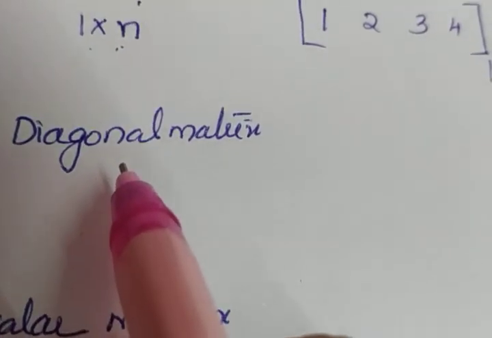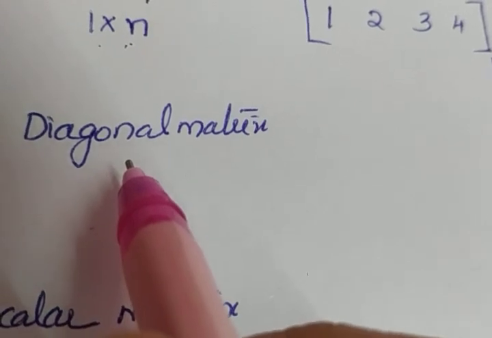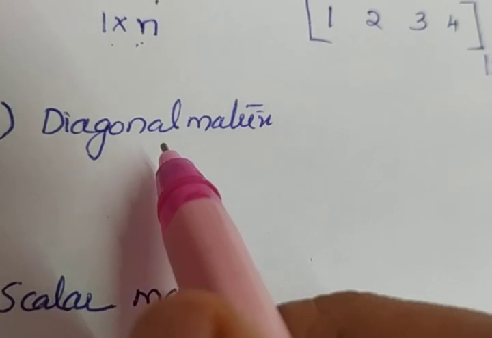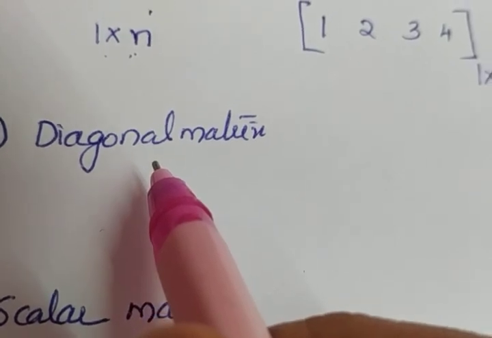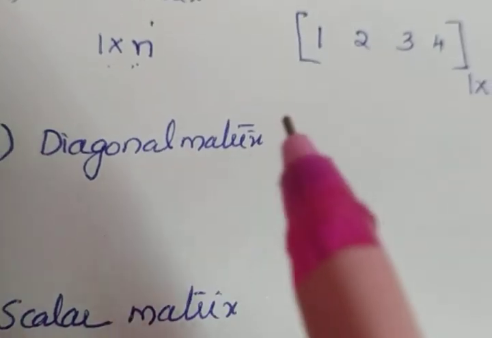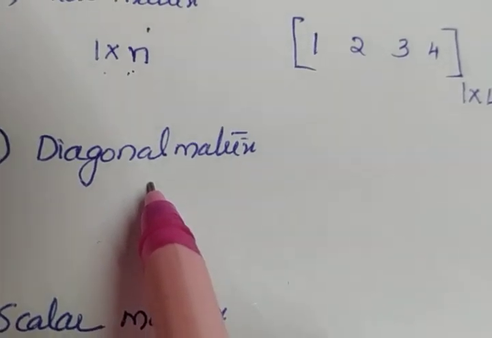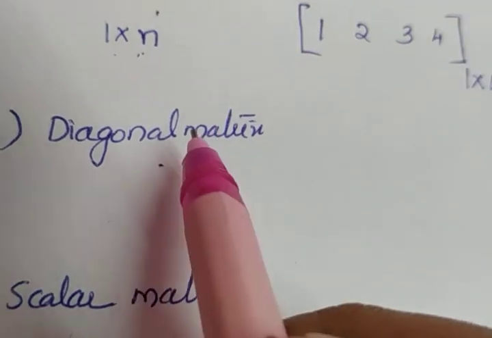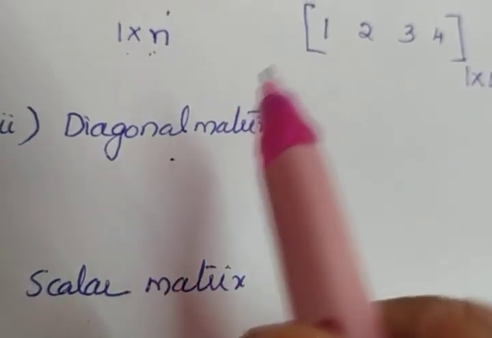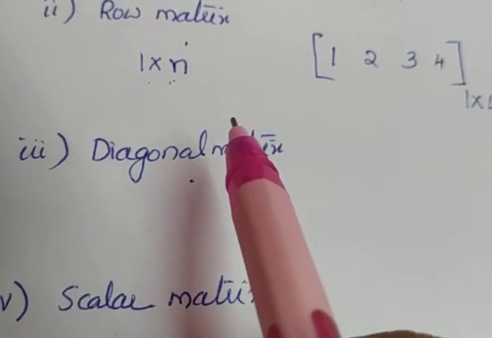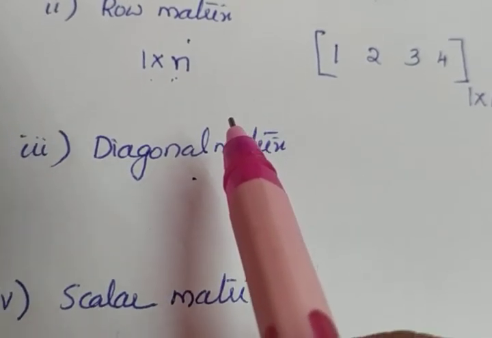And a diagonal matrix is a matrix in which all the non-diagonal elements are 0. The first thing for a diagonal matrix is it must be a square matrix. What's the specialty of a square matrix? Compared to a rectangle, what's the specialty of a square? If we are taking the case of a rectangle, opposite sides are equal, isn't it? But if we are taking the case of a square, all sides are equal.